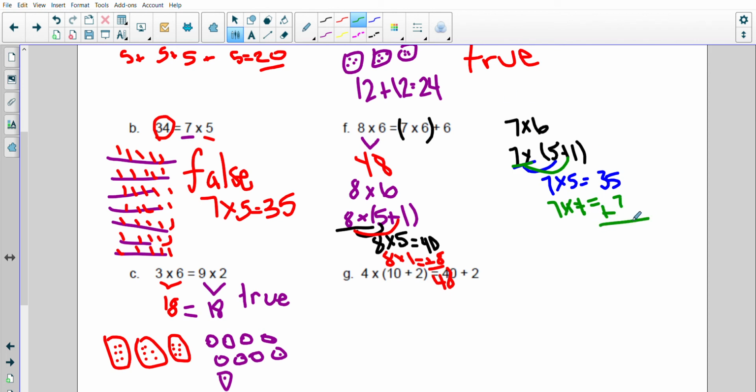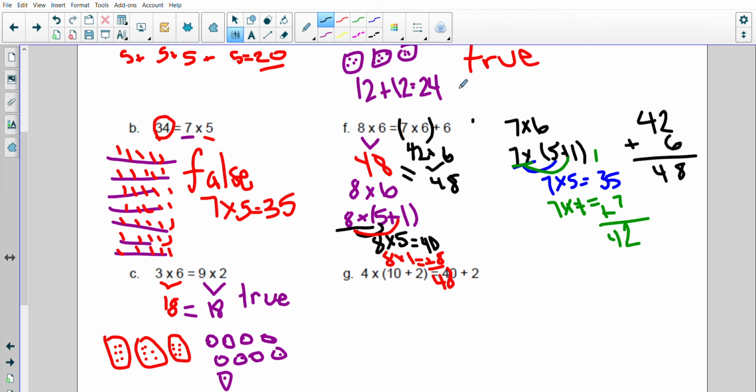And then again, going to add those back up. So 5 plus 7, you have 12. Regroup the 1. 3 plus 1 is 4. So I know 7 times 6 is 42. But I still have to deal with that 6, so now I have to add 6. So I have, oops, let's put it over here. 42 plus 6: 6, 7, 8. 4 plus nothing is 4. So this also equals 48. All right, so since they are equal to each other, this is also true.